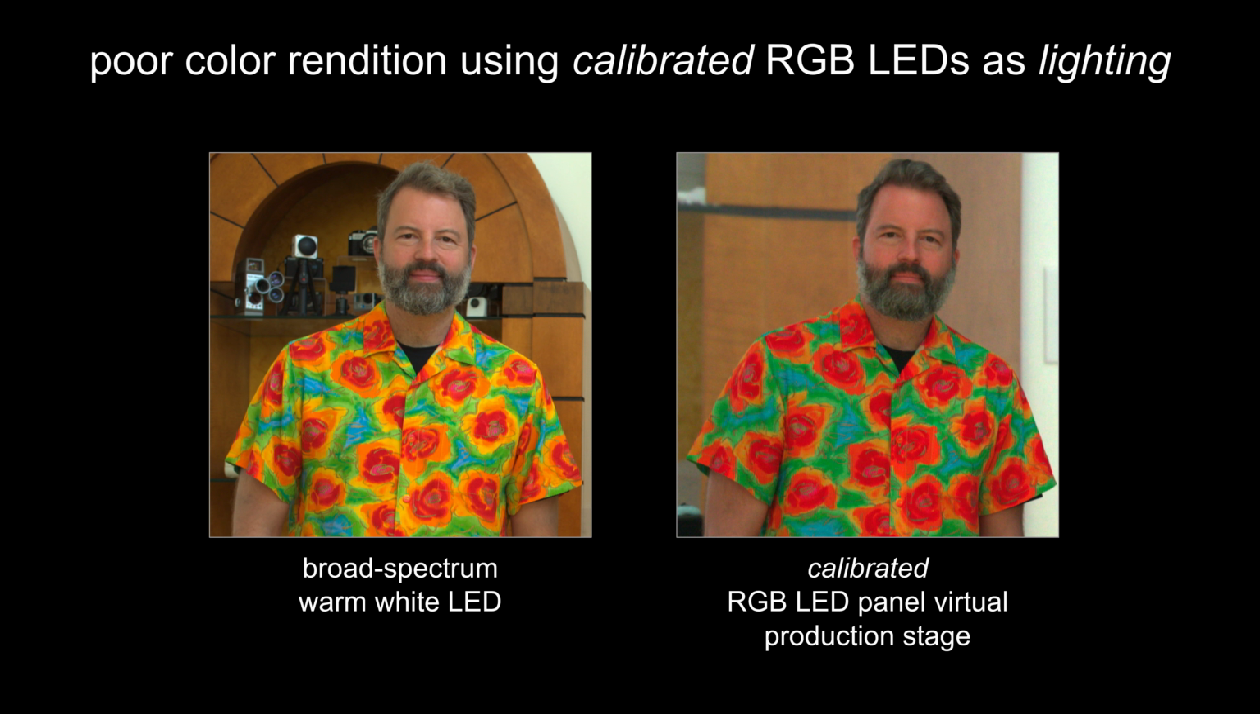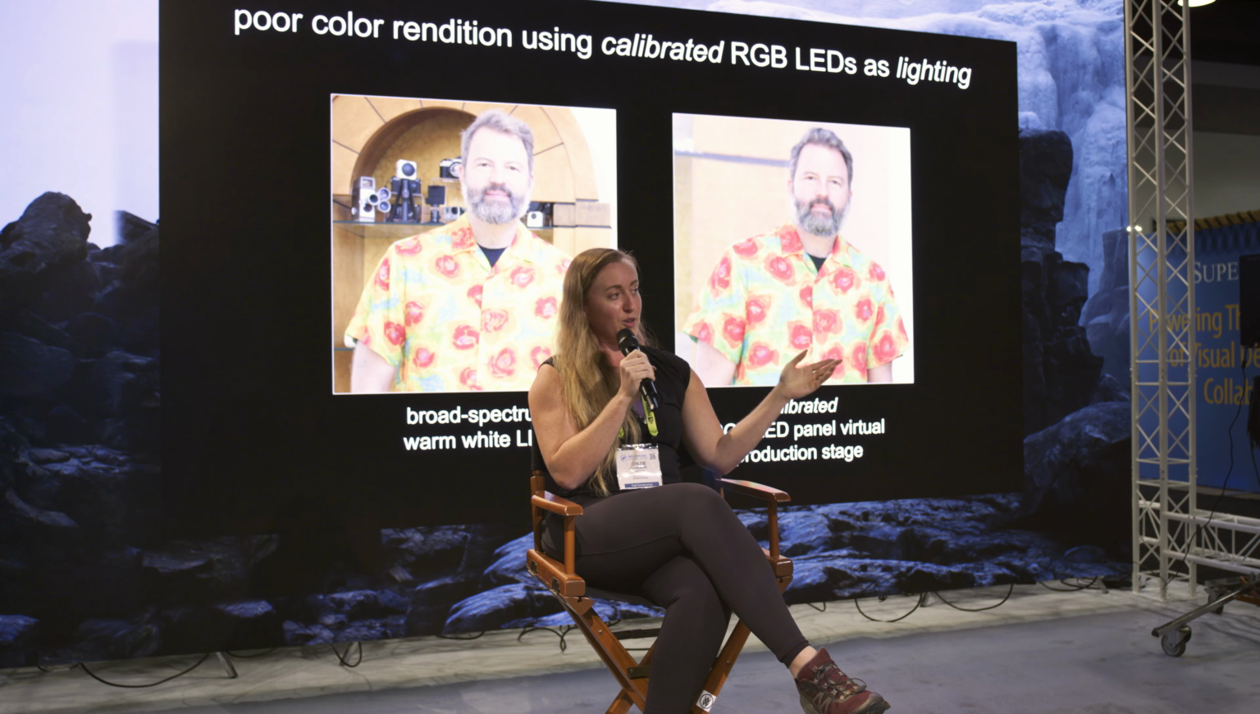So this is actually taken on a calibrated RGB virtual production stage. So, costume designers, take heed. Maybe don't include these orange and yellow materials in your costumes, or at least be cognizant of what needs to happen. You can go to the next slide.